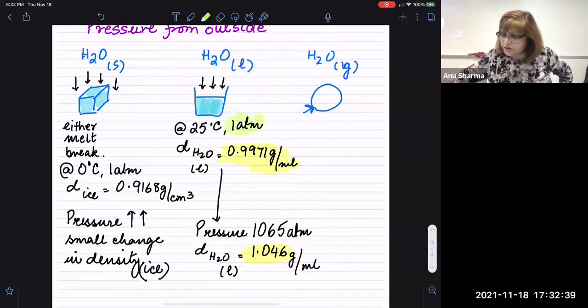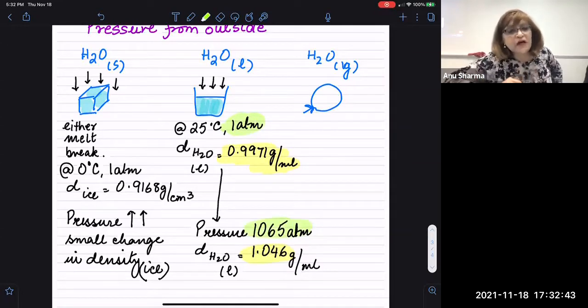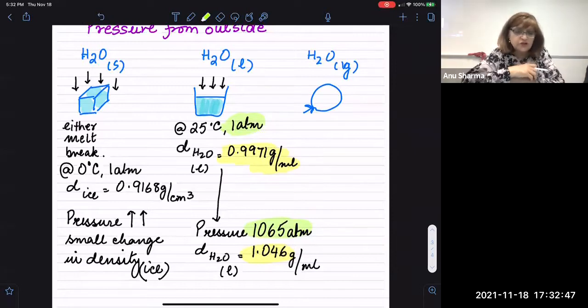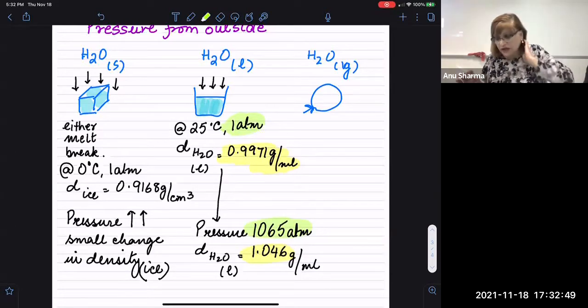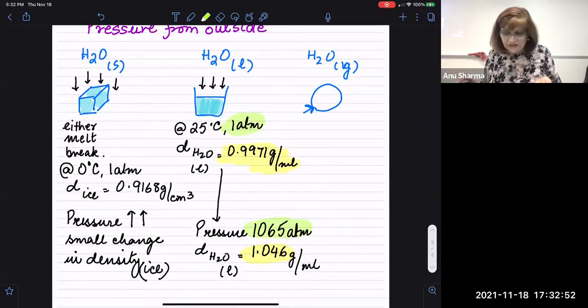However, look at the pressure. Pressure is 1 atm, and this is 1,000 times more. So even with 1,000 times more pressure, the density doesn't change that much. It doesn't change 1,000 times. So that tells us that the particles are very compact in both the liquid and the solid state.